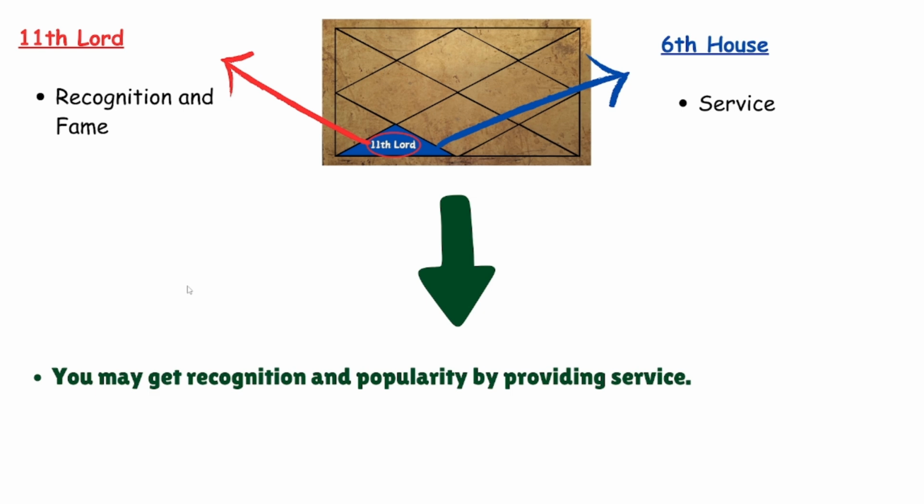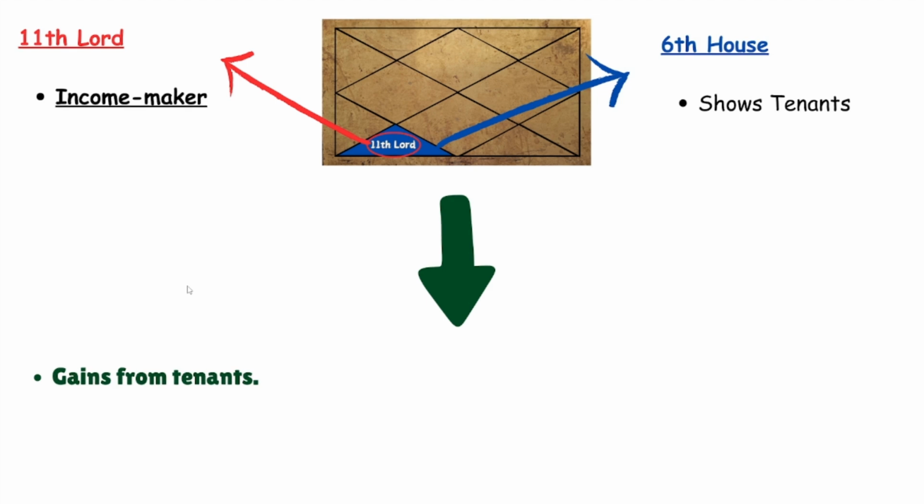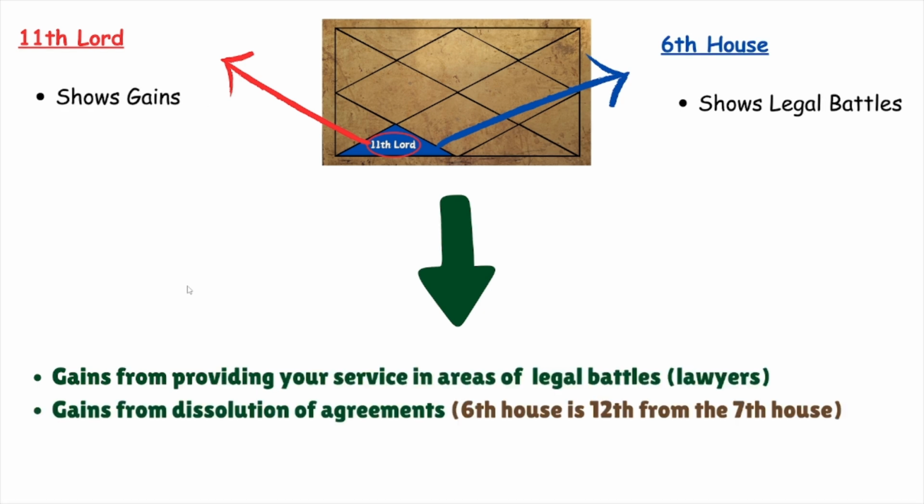11th lord shows recognition, it shows fame, and the 6th house is the house of service. So you may get recognition and popularity by providing some form of service. Now, which form of service? It needs to be seen, all the other aspects of the chart need to be seen for what form of service can give you recognition and fame.